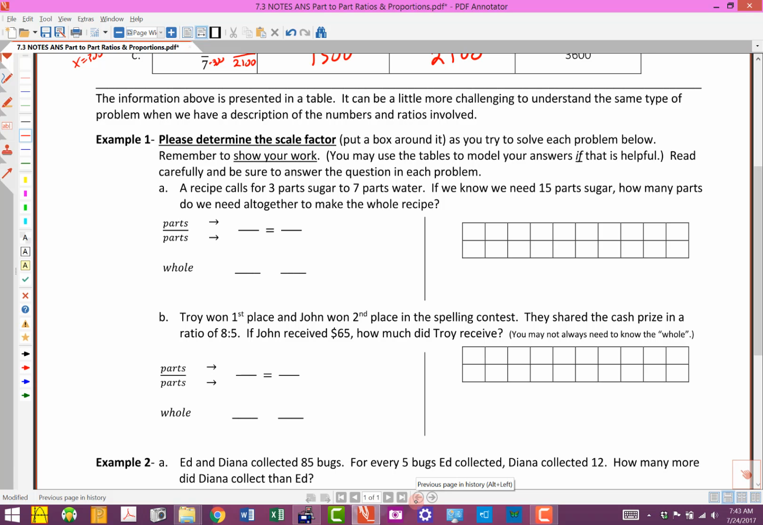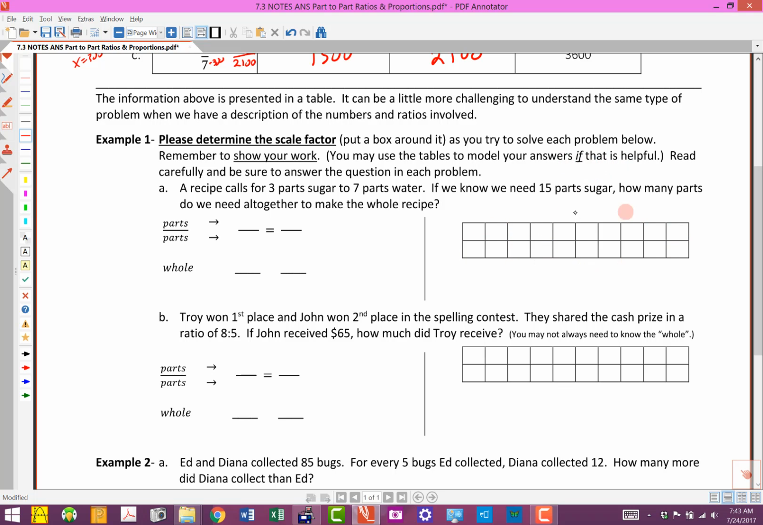So here's example 1, and please make sure you follow the instructions. I've set these up so it'll step you through the way to think about these, so you can help put all the pieces together. It says, please determine the scale factor. Put a box around it like we did up above as you try to solve each problem below. Remember, show your work. You may use tables to model your answers if that's helpful.